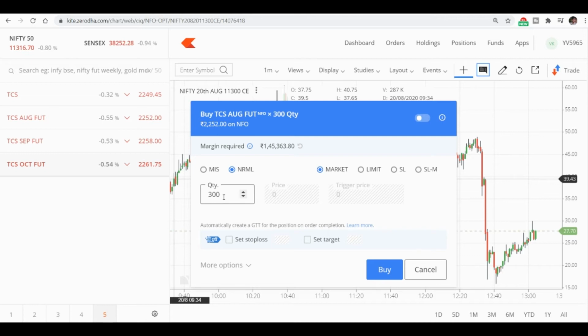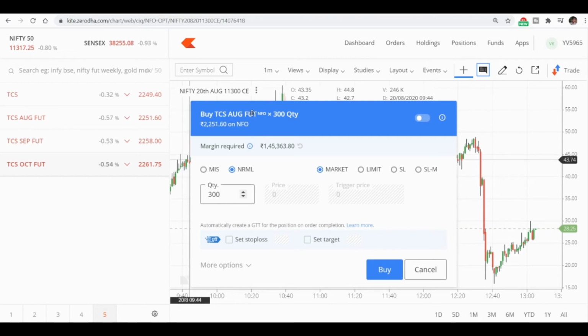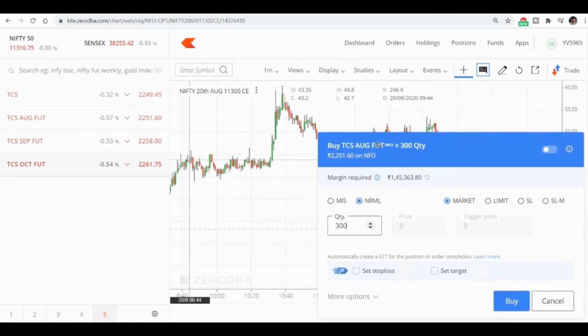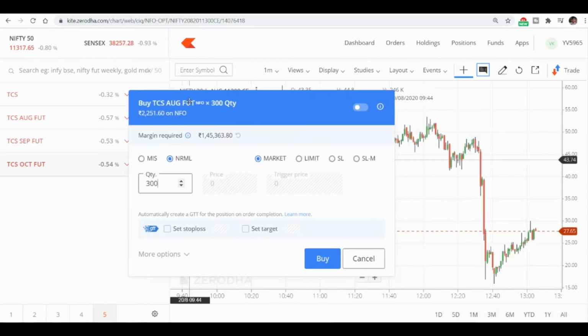You have to only buy in futures when you are 100% confident the stock is going to go to this point, or when you are an expert in stock selection. So only at that time you have to do futures. Else it is better that you move away from futures and focus on other products.